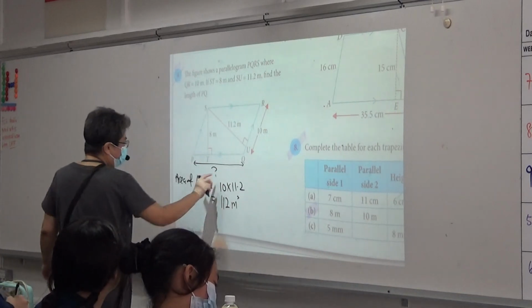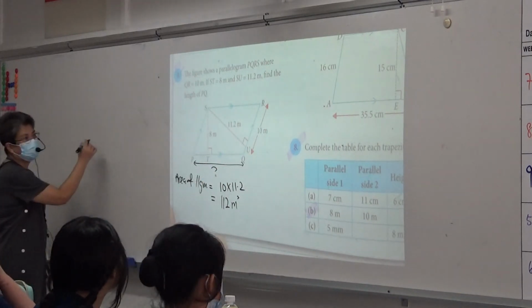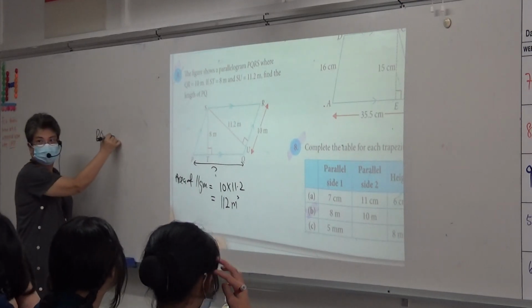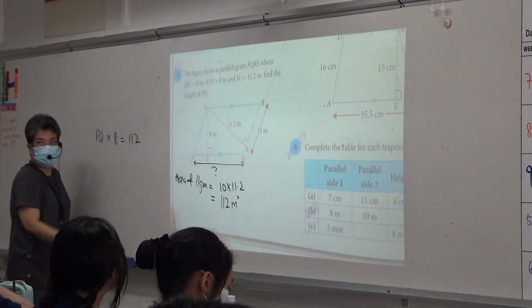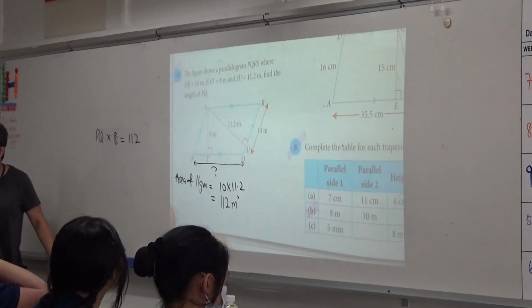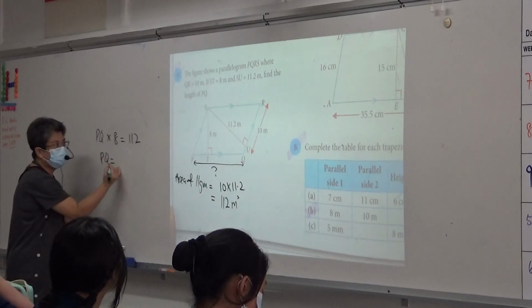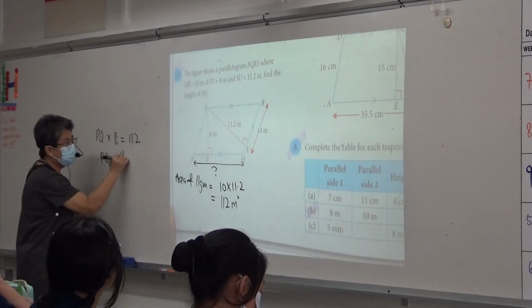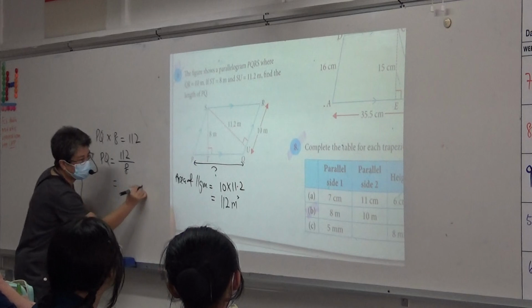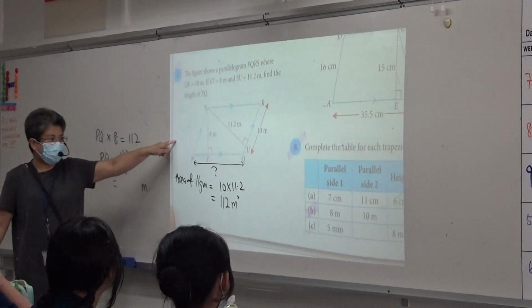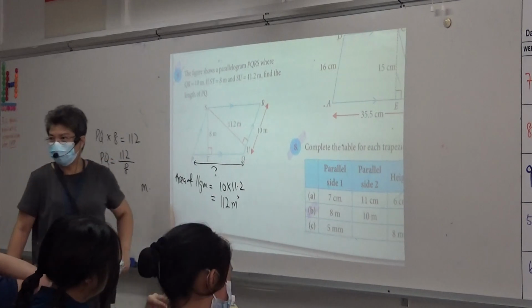Now, if I use PQ as the base, I'll have PQ times what? 8. This one must be 112. Agree? Because we refer to the same parallelogram. Then I know how to find PQ? 112 divided by 8, then I'll get how many meters? Am I right? Okay, can you draw this diagram and complete this for me?